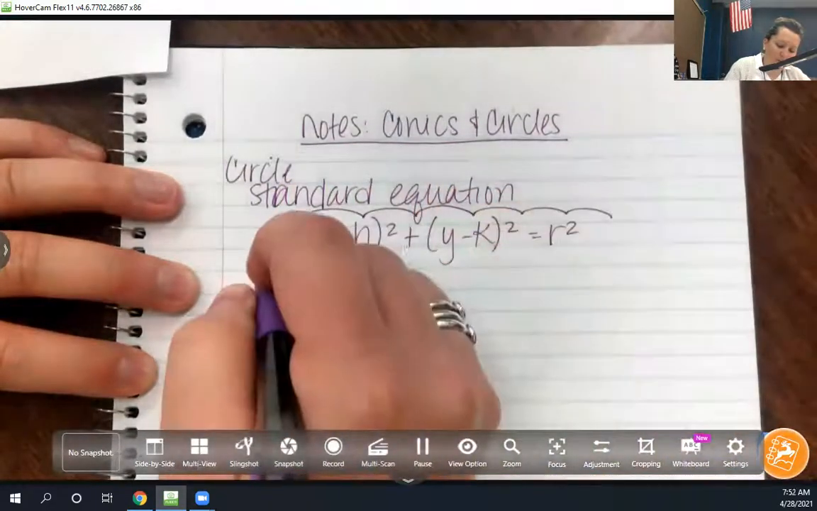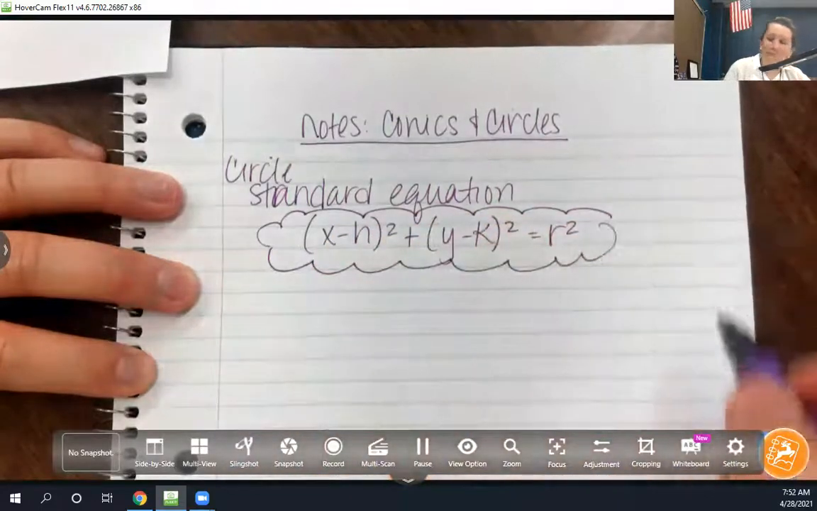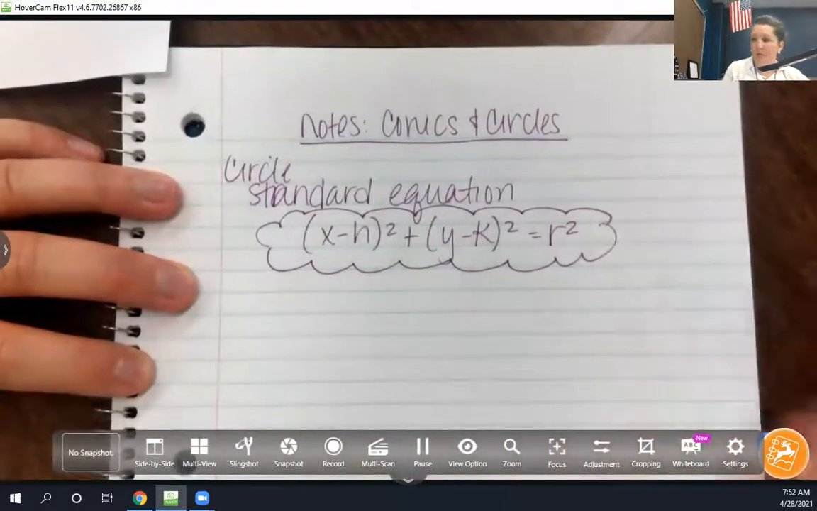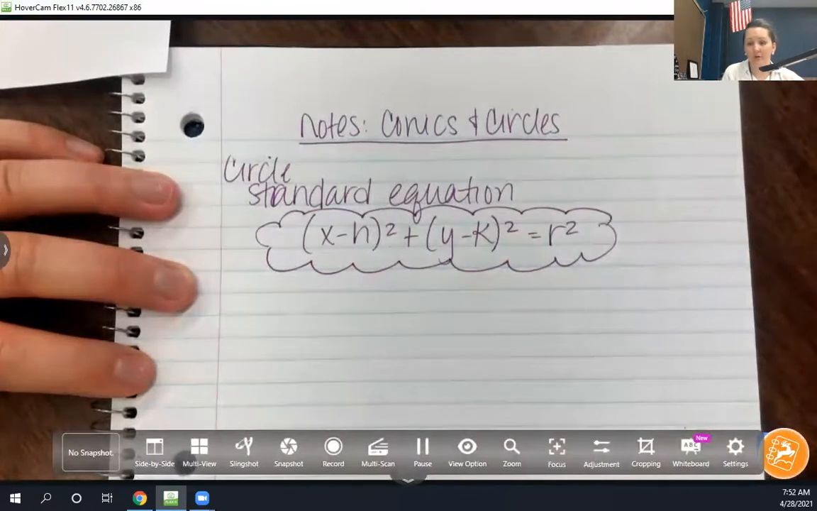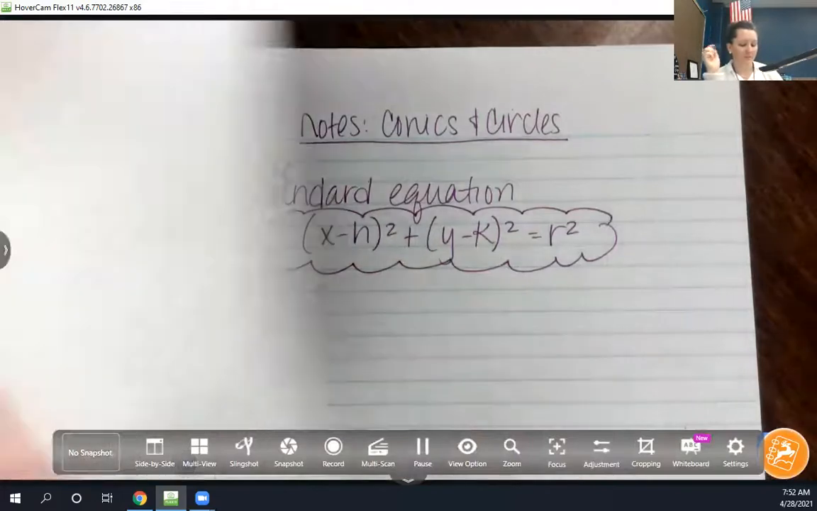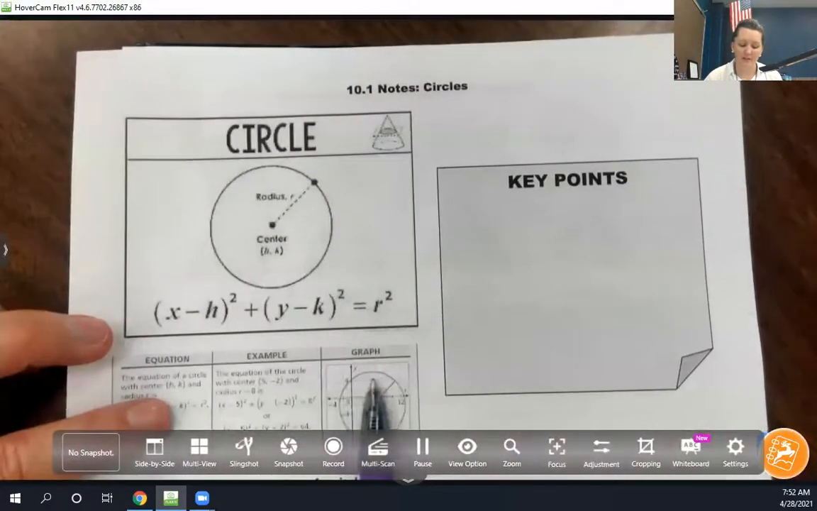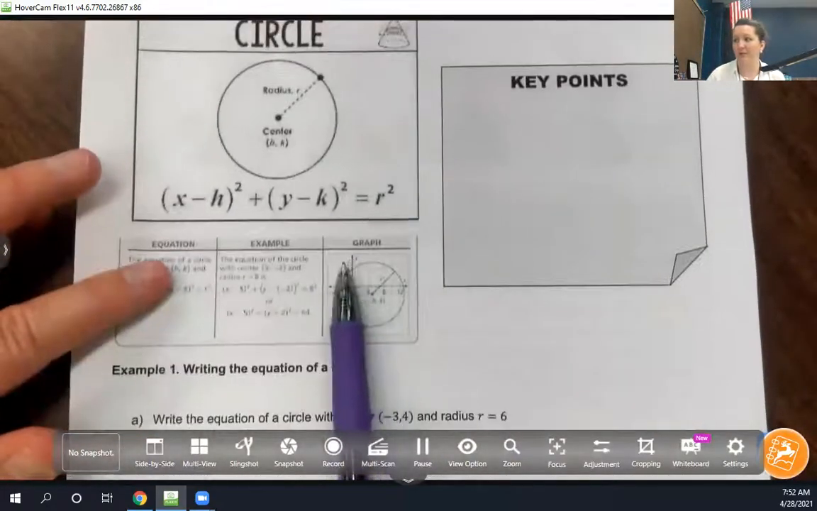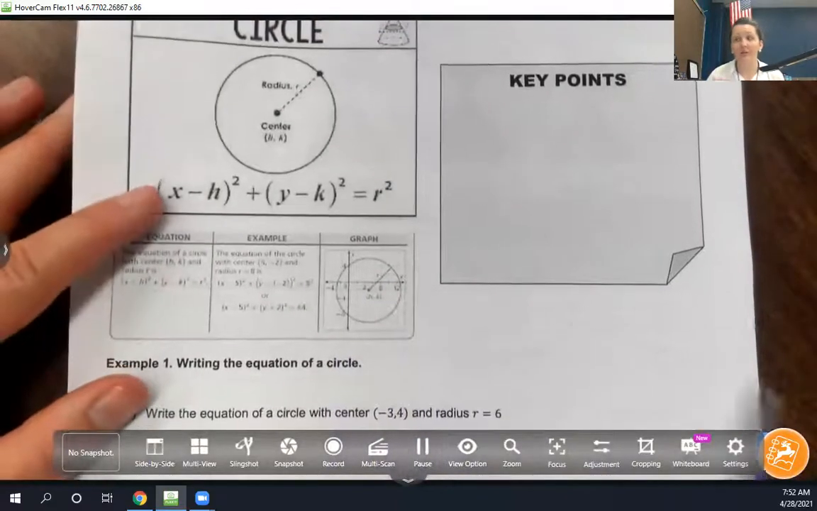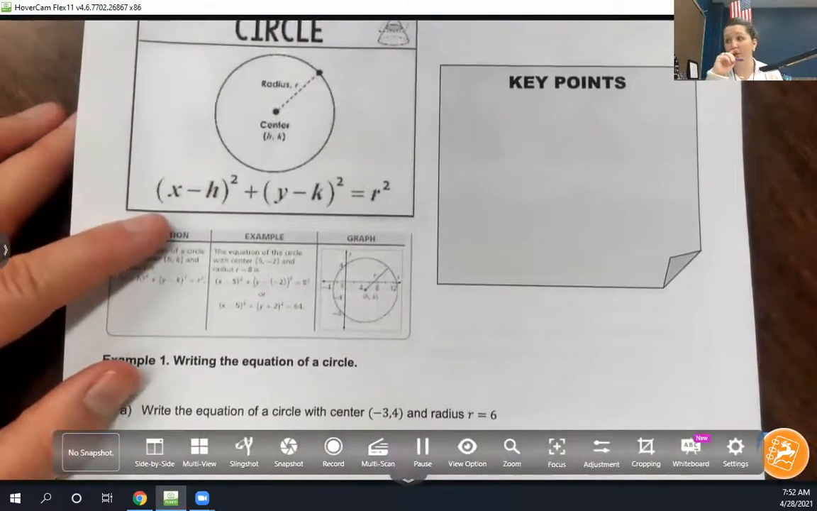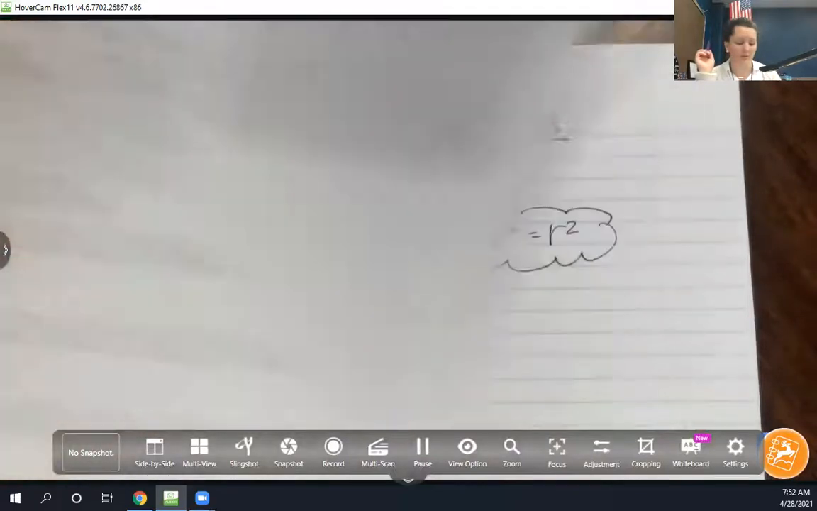So let's look at what these things are really quickly and notice that these are not functions, okay? So I'm not going to refer to them as a function because they don't pass our vertical line test, right? So if I follow my vertical line across this circle, it doesn't pass my function test. So it's not a function. They're relations. We can also call them equations as well.